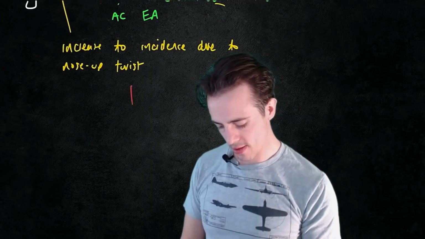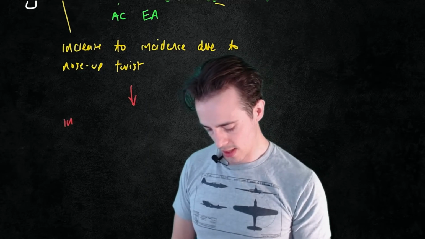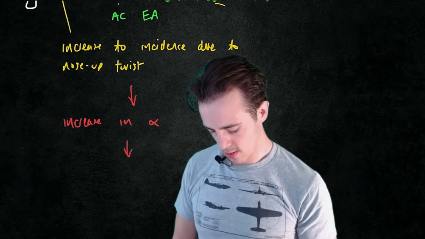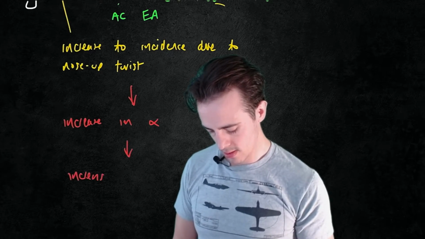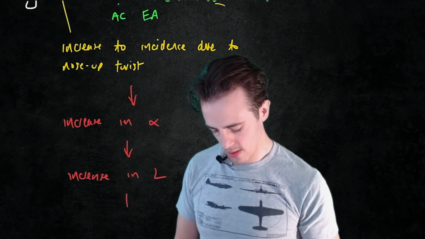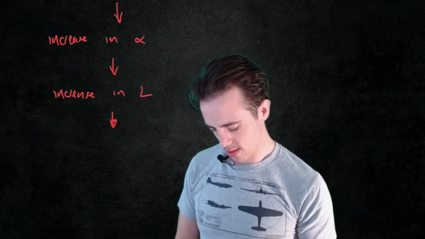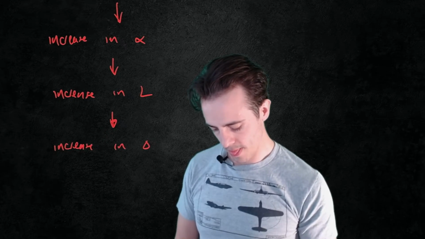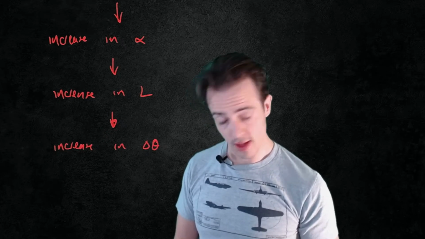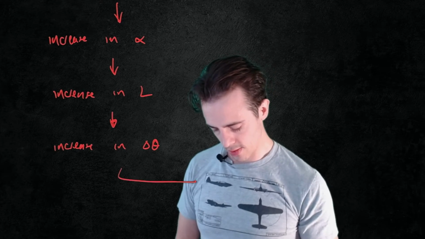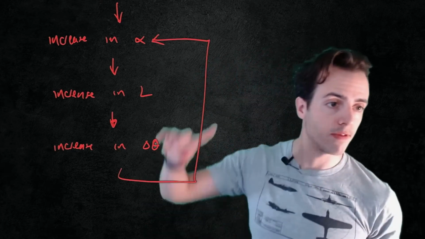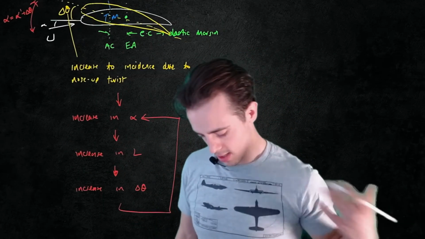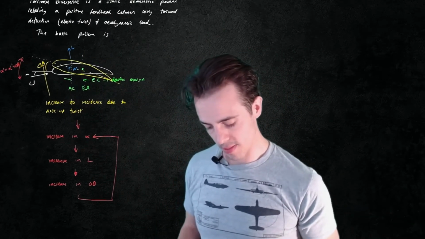So an increase in incidence due to nose up twist causes an increase in alpha, which causes an increase in the lift, which causes an increase in delta theta, which is the increase in incidence, which causes an increase in alpha. So this positive feedback can cause the wings to catastrophically snap off at a certain airspeed. So we're going to look at determining this airspeed today.